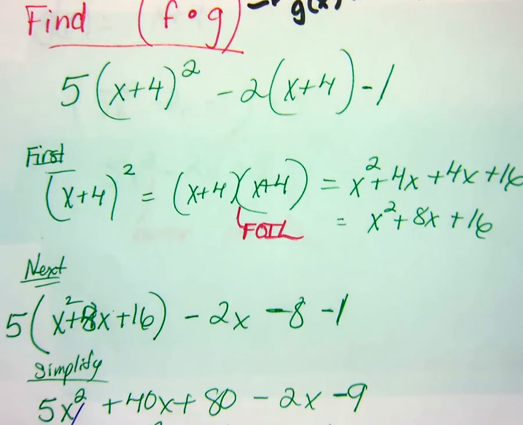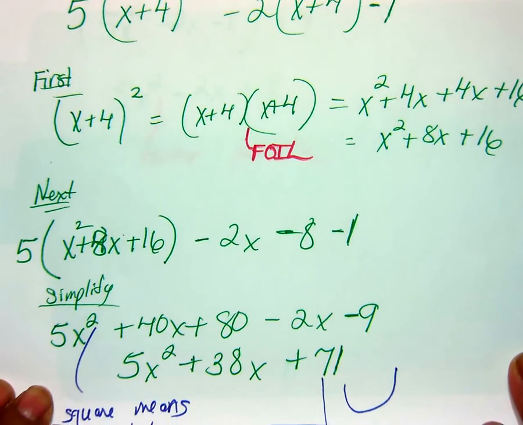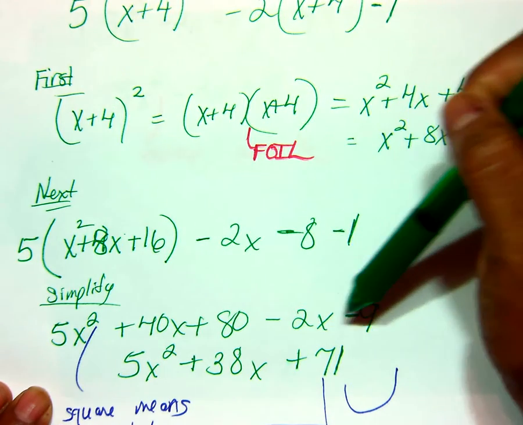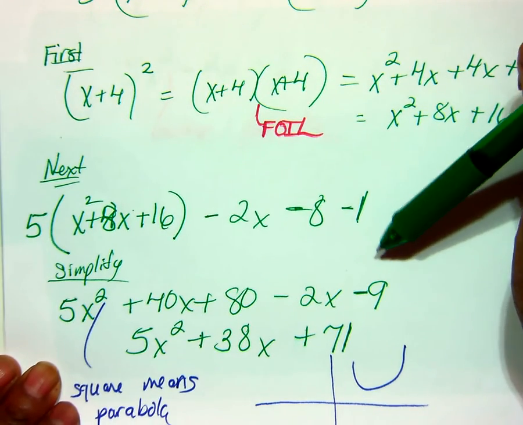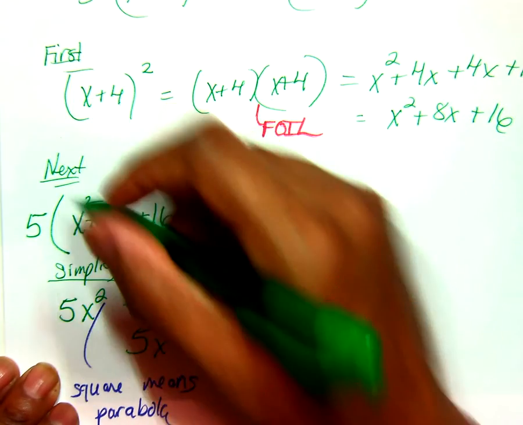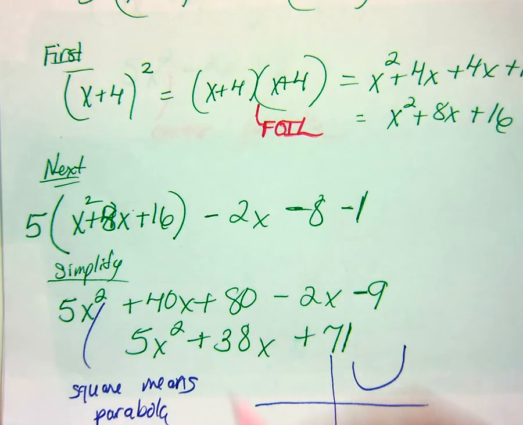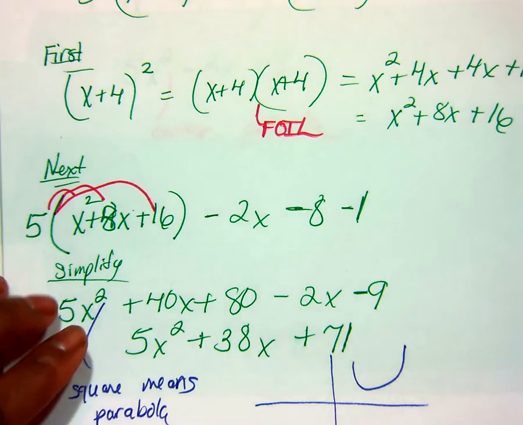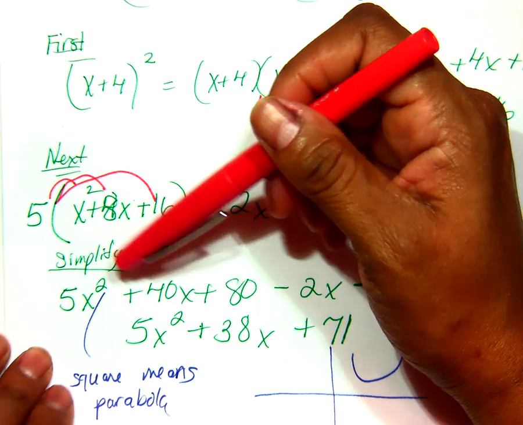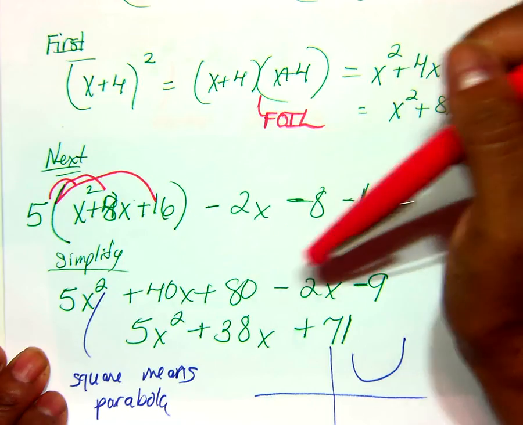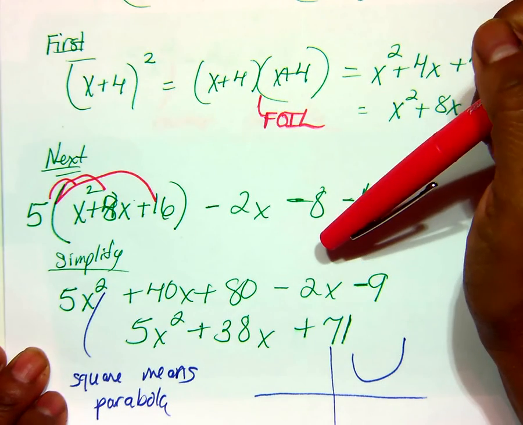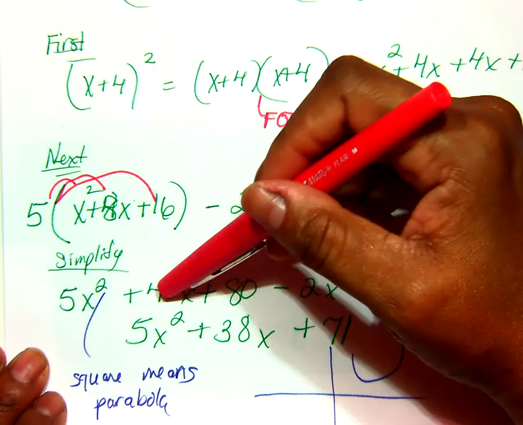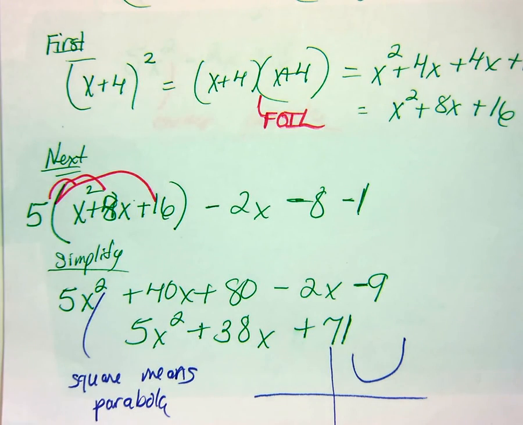I'm going to simplify it. So once I simplify it, I have 5x squared plus 40x plus 80 minus 2x minus 9. And if you want to know where I got all of these numbers, I use the distributive property right here. Wherever it's on the outside, you got to multiply by each term on the inside. So that's where the 40 and the 80 came from. Now simplify it by combining all your like terms. So I know 40 minus 2 gives me 38. And then the 80 minus 9 gives me 71. This is my final answer.